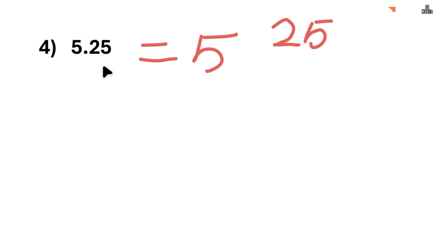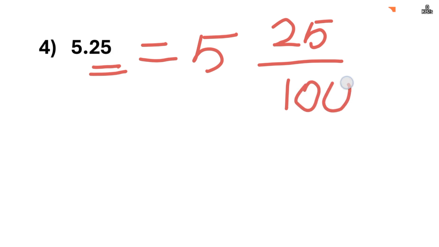Next question, 5.25. We have to convert this 5.25 into the fraction. For that, 5 is in whole part. We have to write the 5 here. In decimal part, 25 is there. We have to remove the decimal point and write the 25 in numerator. Write 1 as a denominator. Now we have to count the number of digits in the decimal part. There are 2 digits in decimal part. So we have to add 2 zeros. So 5 and 25 by 100.